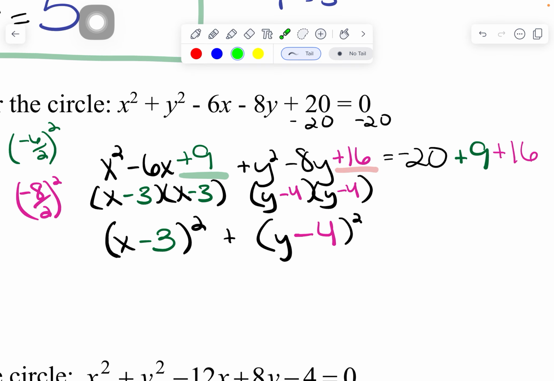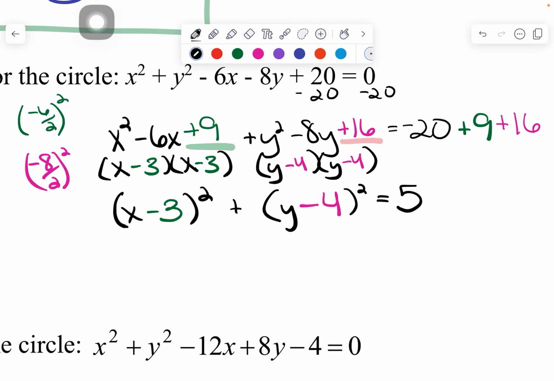And then to complete it, right, to complete the equation, because you completed the square now, but to complete the equation, let's go ahead and add up this mess over here. So let's see what we got here. Let's see, 9 and 16 is 25. 25 minus 20 would just be 5.